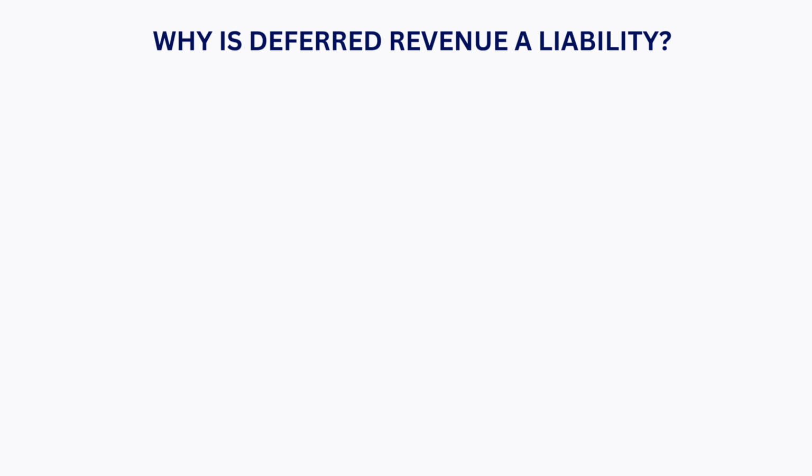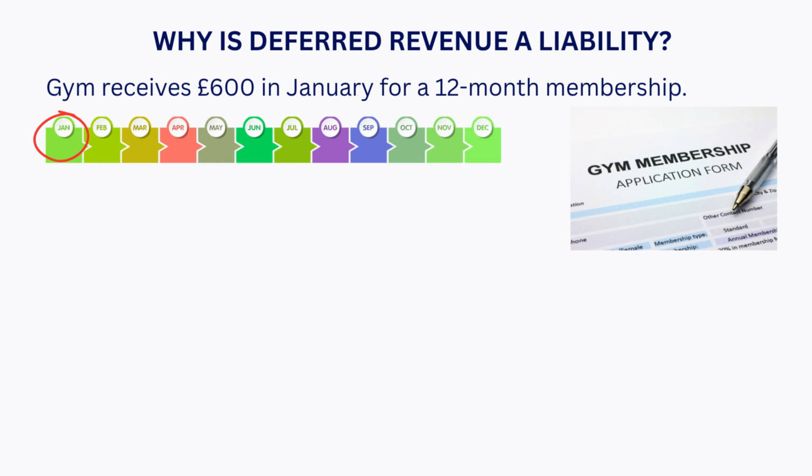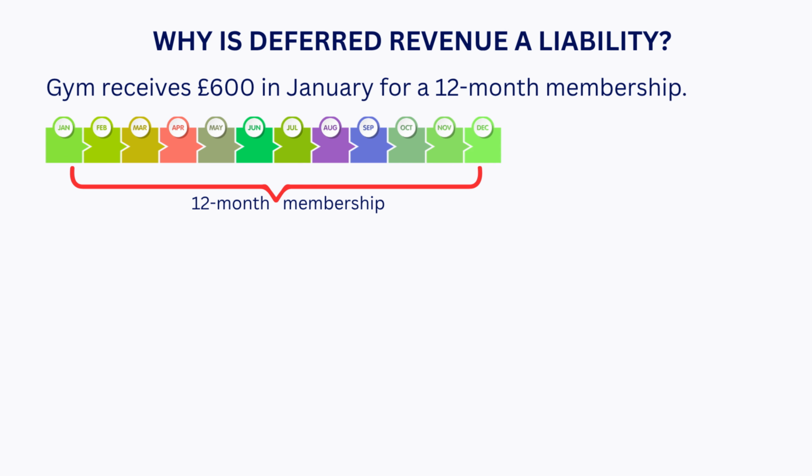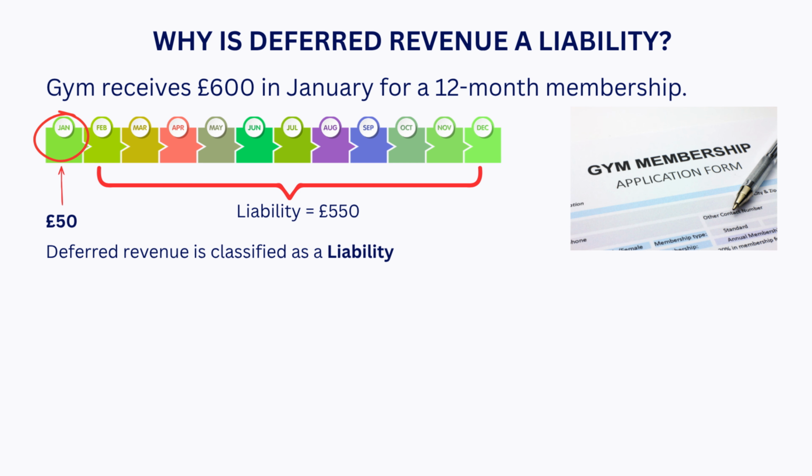Why is deferred revenue a liability? Let's think logically. Suppose a gym receives £600 in January for a 12-month membership. The customer pays on day 1 in January. The gym hasn't earned all £600 yet. The gym earned £50 revenue in January. The gym still needs to provide access for the next 11 months. The gym owes a service. That obligation exists until the service is provided. Therefore, deferred revenue is classified as a liability.